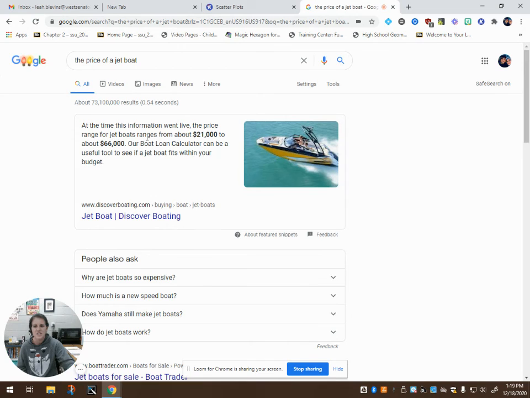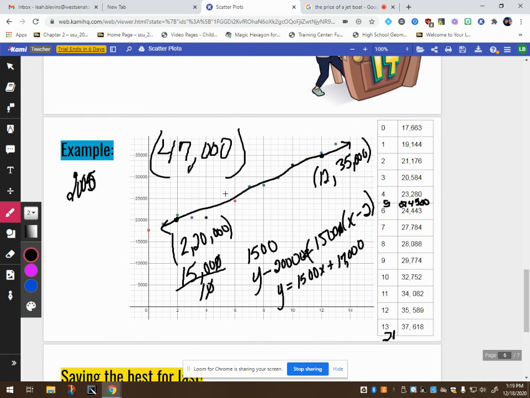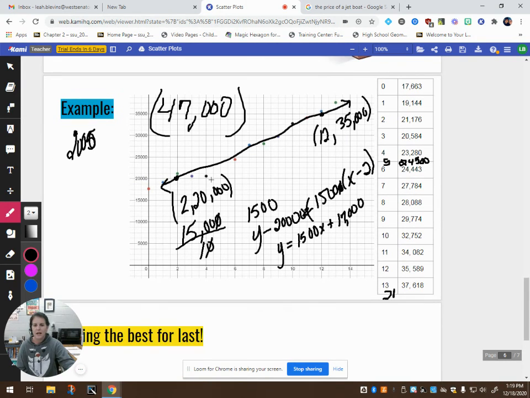If you look at this, it said jet boats range from about 21,000 to 66. So if you take the average of those two costs, 66 plus 21 divided by 2, that'd be 43.5. So $43,500 would be the average cost of a boat. And we said 47. So we were pretty close with our making predictions and looking at those.